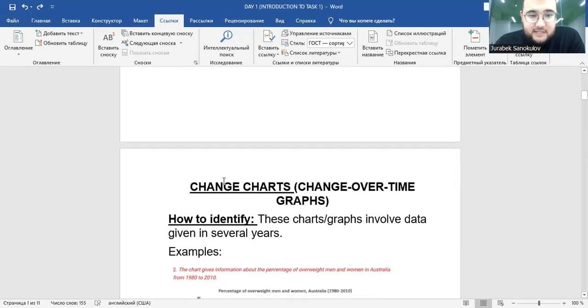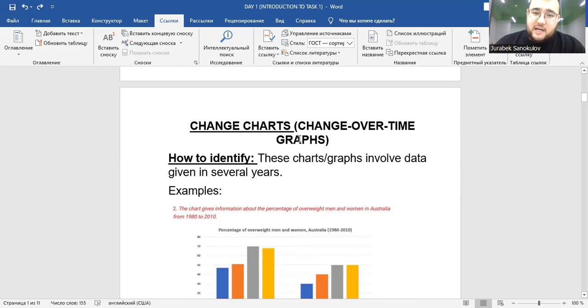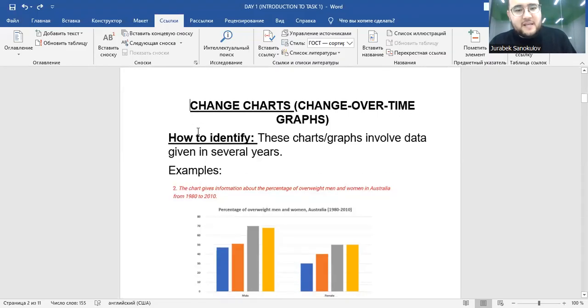So firstly, let's talk about chain charts. So chain charts are also known as change over time graphs, and people call it different names. Sometimes I've heard people saying that these are kind of dynamic graphs, dynamic charts, but the easiest way to remember them is to say chain charts. And how do you know whether a chart is a chain chart? So here's how you know.